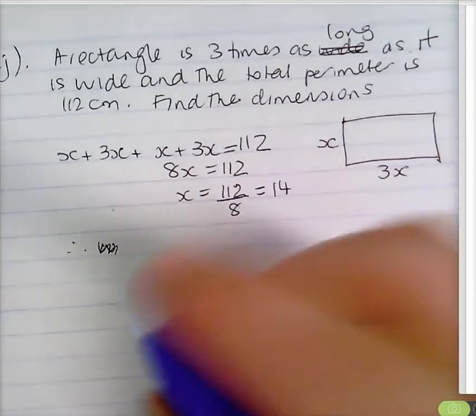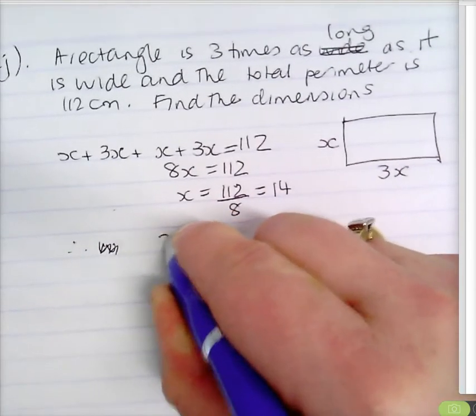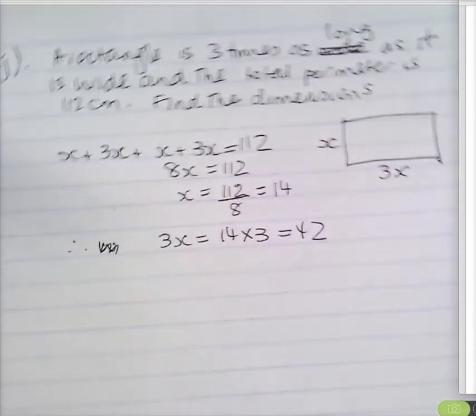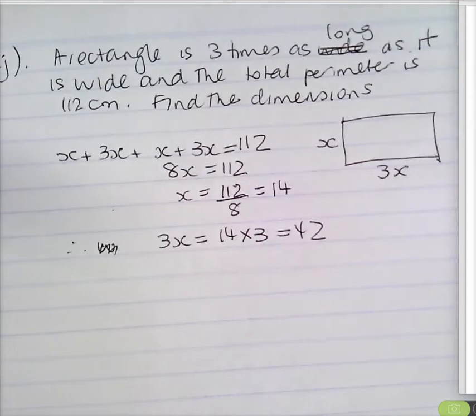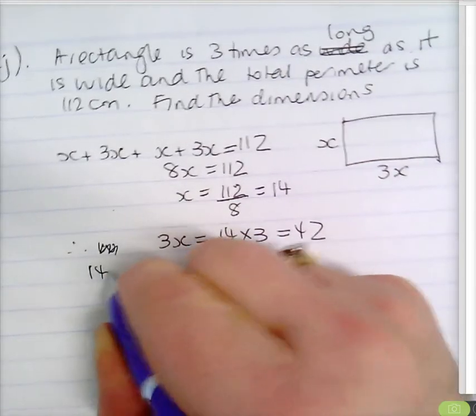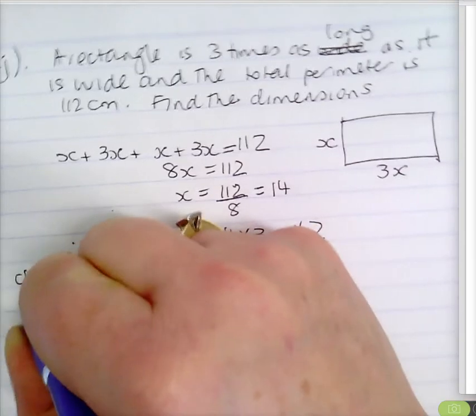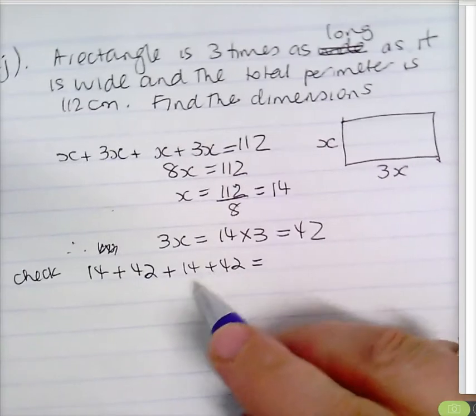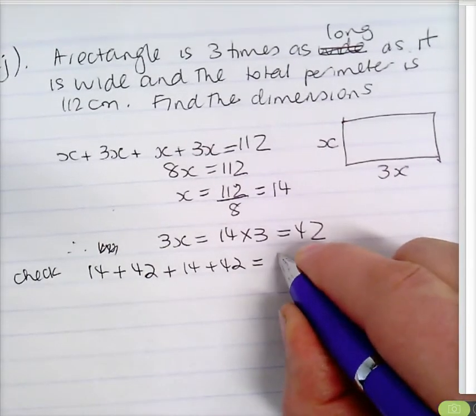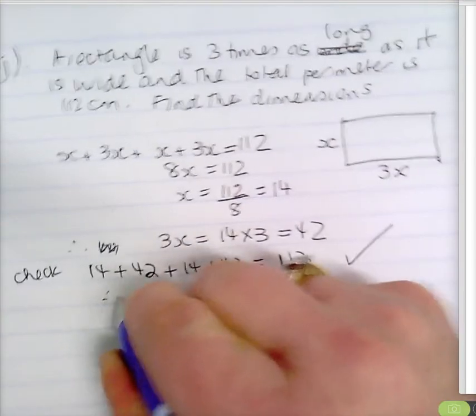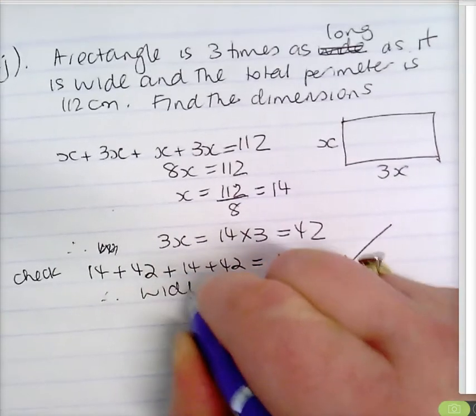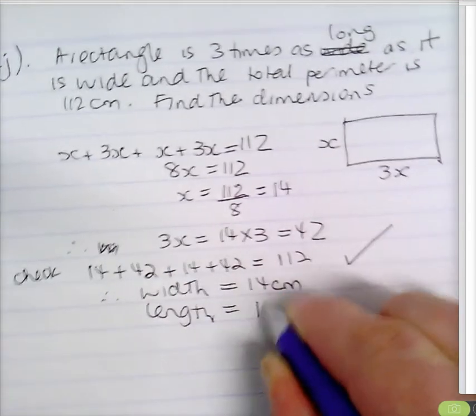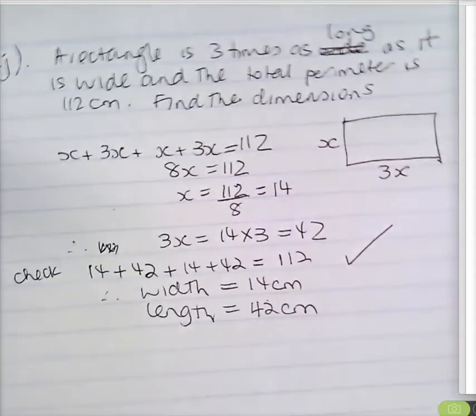So therefore, if x is 14, what's 3x? 14 times 3 is 42. So let's just see if this works. This is our check: 14 plus 42 plus 14 plus 42. You could just do 2 lots. Is it right? It's 112, therefore it's correct. Therefore, the width, what's the width? The length? 42.